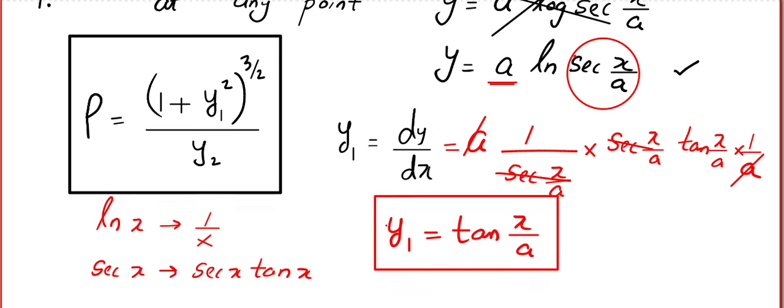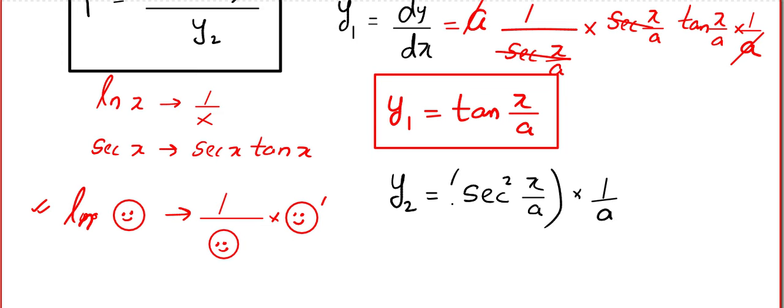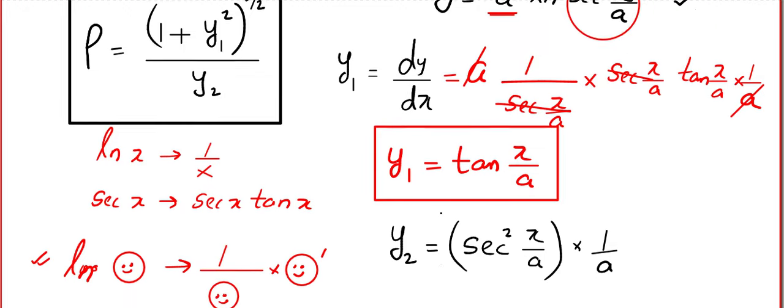Now what do we need next? Yeah, we need to find y2. So y2 is given by, tell me please, what is the derivative of tan something? I forgot to ask earlier. No problem, I'm sure you're good with derivatives. So tan something, the derivative is sec square the same thing multiplied by 1 by a, isn't it? That's it. Time to plug in everything inside the formula.